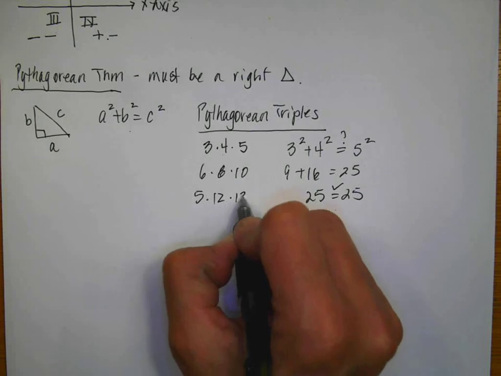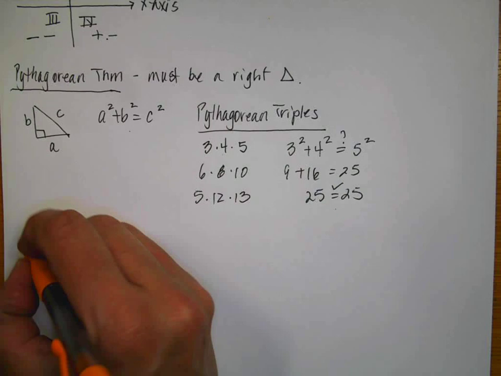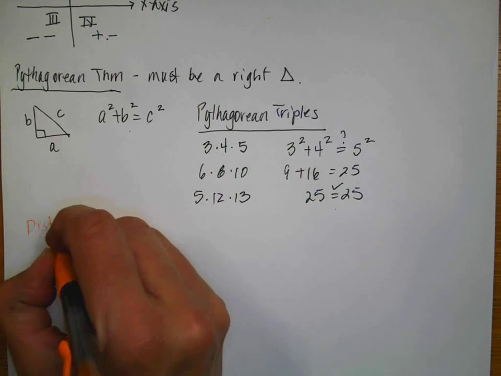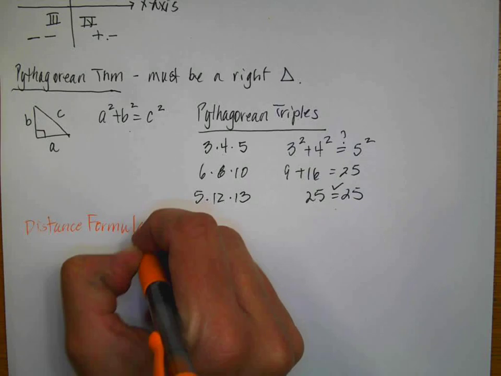The next equation that we want to go back and remember is the distance formula. We'll see if my pen's going to decide to work. Maybe not. Might have to switch to a different one.